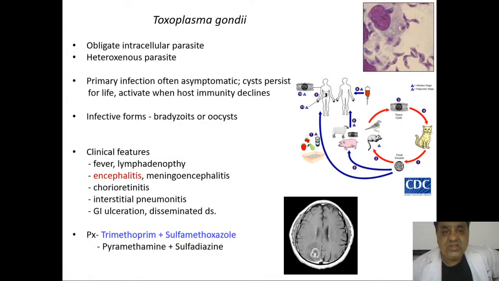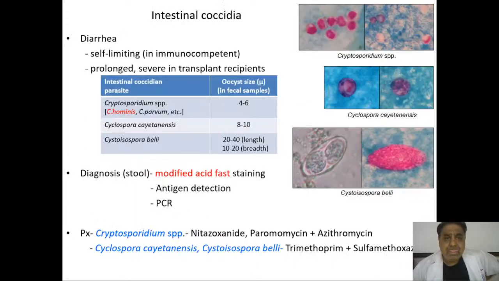Among the protozoa and helminths, toxoplasma. We have had a separate class on toxoplasma. In transplant recipients, it causes encephalitis. It's an obligate intracellular parasite with a heteroxenous nature. Heteroxenous means it has many hosts; hetero means many. It causes encephalitis typically in the transplant setting. The treatment of choice is trimethoprim plus sulfamethoxazole. Pyrimethamine and sulfadiazine can also be used.